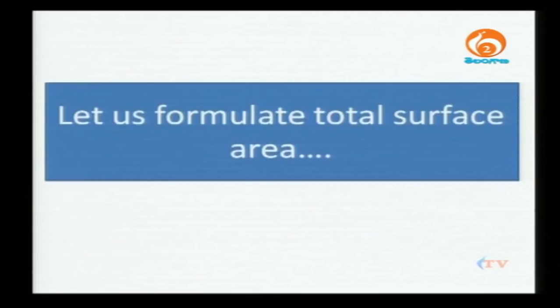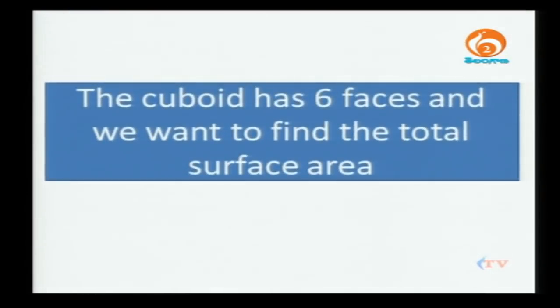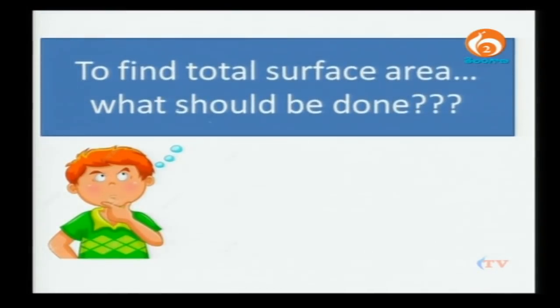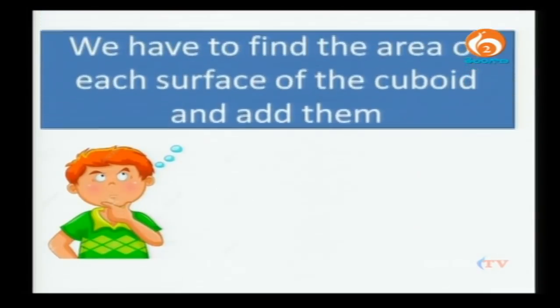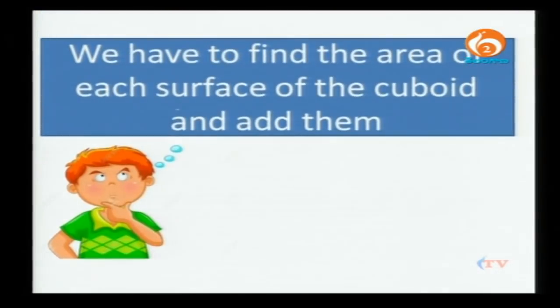Now, let us formulate the total surface area. The cuboid has 6 faces, as we have just discussed. We want to find the total surface area, but what should be done? Oh, we got the answer. We have to find the area of each surface of the cuboid and add them.